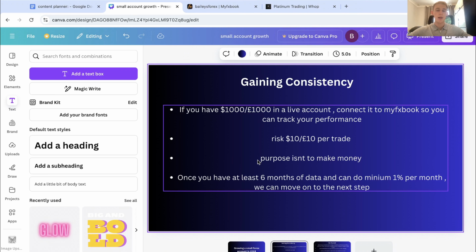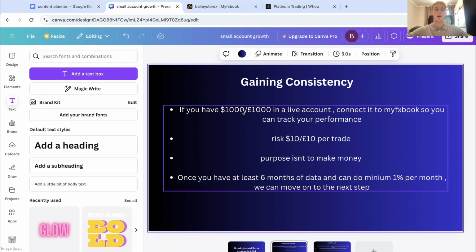Now, how we're actually going to gain consistency is with our £1,000 or $1,000 account, whichever it may be: we're going to risk only $10 or £10 per trade. Obviously, you're not going to make any decent money from this account. Even if you make 10%, that's only £100. However, at this point in time, the purpose of this account is not actually to make money. You may think that sounds a bit strange because the purpose of trading is to make money, but bear with me while I explain this.